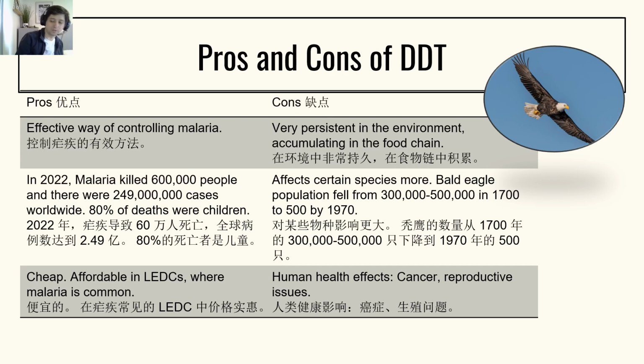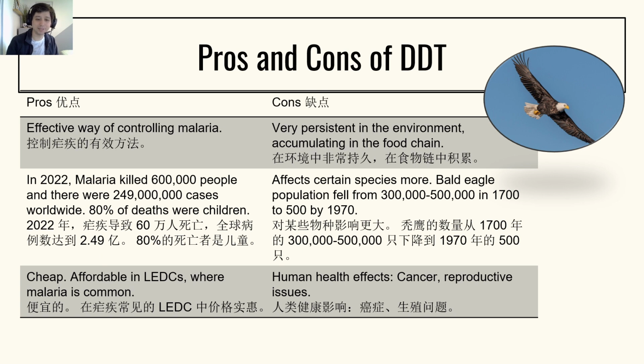So let's go over some of the pros and cons of DDT. The pro is that it's an effective way of controlling malaria, so that will save human lives, right? In 2022, malaria killed 600,000 people. That's too many. And there were 249 million cases worldwide. To put that into perspective, the United States is maybe 340 or 350 million. So imagine if two-thirds of the United States got sick with a deadly disease every year. That's how common this disease is.